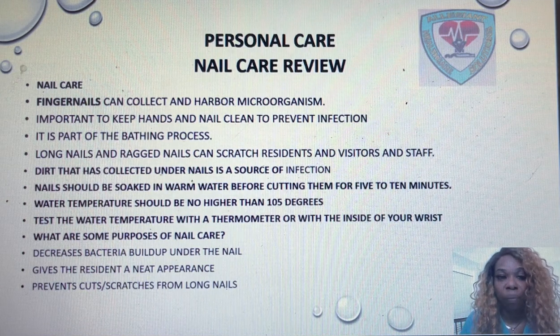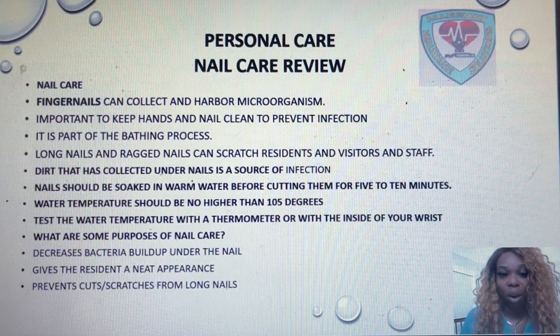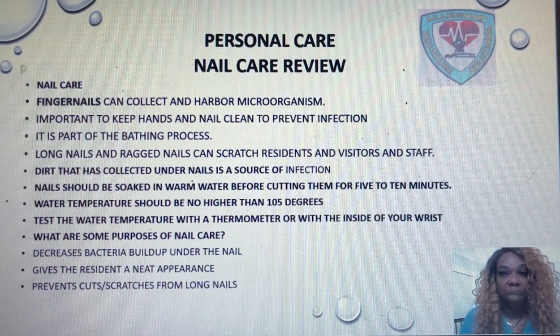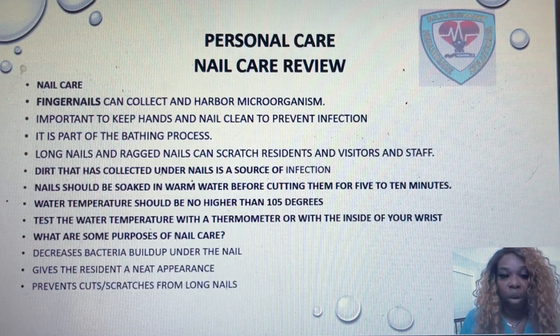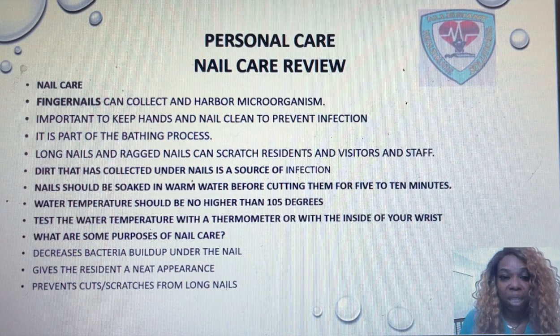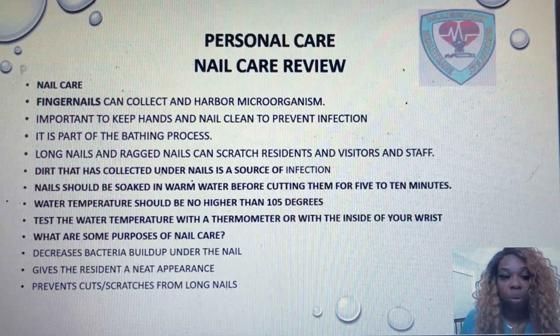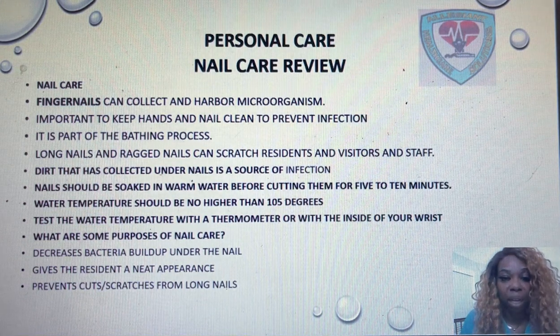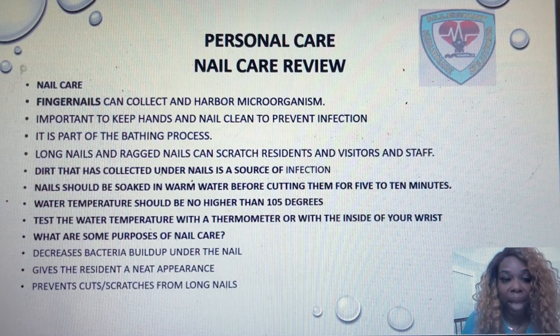So always refer to the care plan. Remember, fingernails can collect and harbor microorganisms. It's important to keep our hands and nails clean to prevent infection. Nail care is a part of the bathing process. Long nails and jagged or ragged nails can scratch the resident themselves as well as visitors and staff. So we want to try and file and trim nails when possible if the care plan allows it.